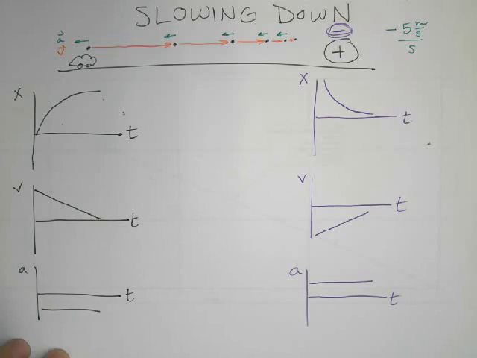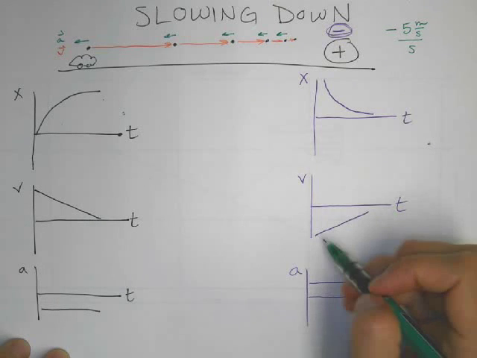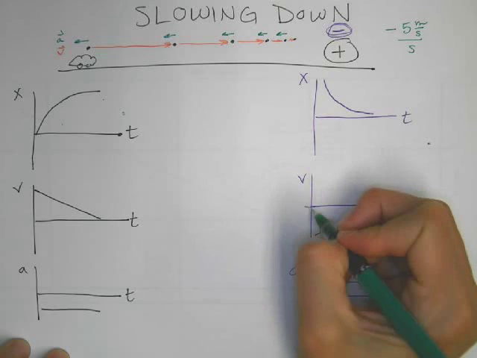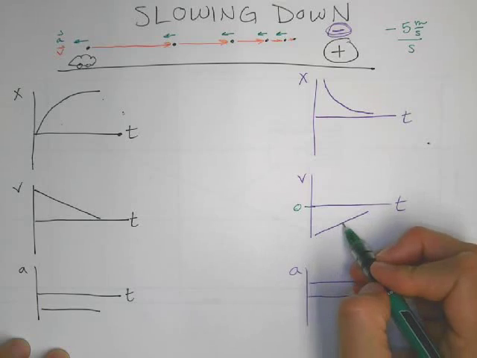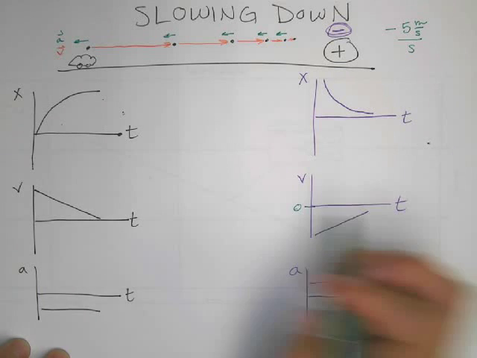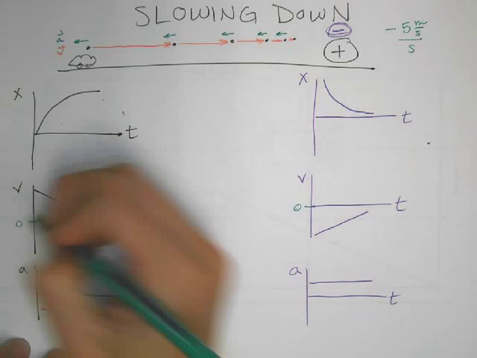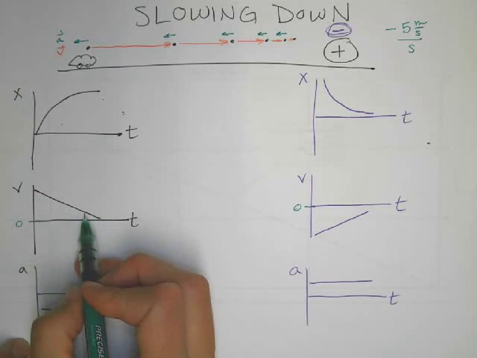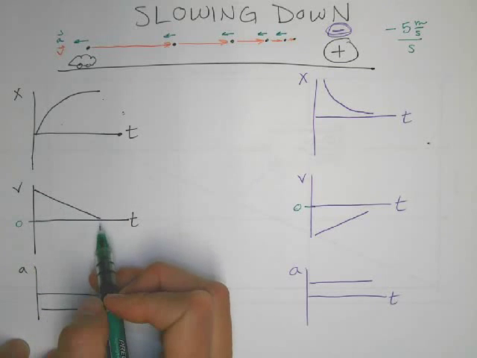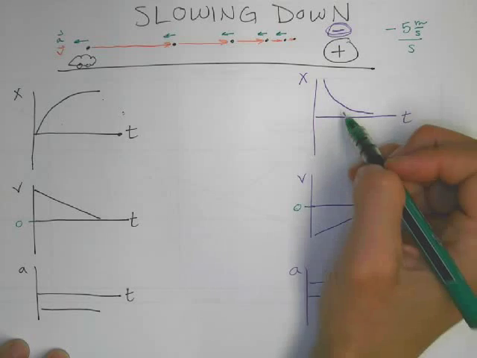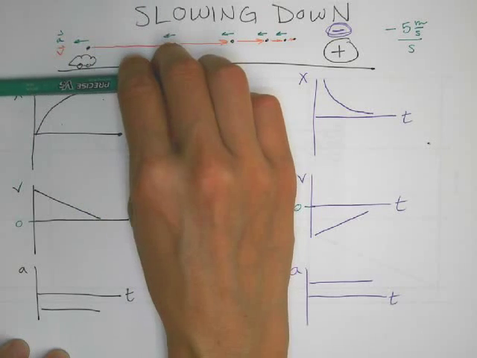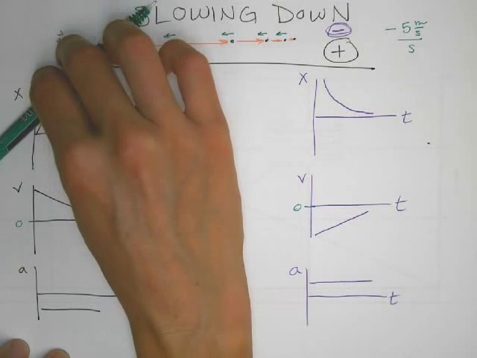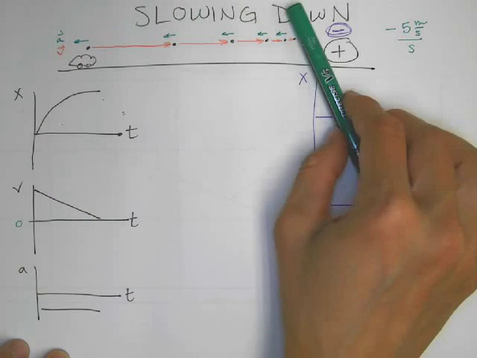Notice again that our velocity graph shows that we're slowing down because this is 0 velocity. As time goes on, this line approaches 0. Here, we're slowing down because as time goes on, this line approaches 0 velocity. Our position versus time graphs show a shallower slope as time goes on. So we start steep, and as time goes on, the steepness decreases. So that shows slowing down.